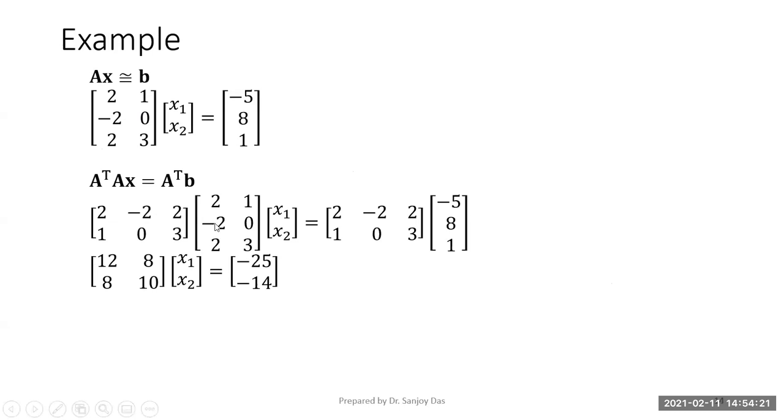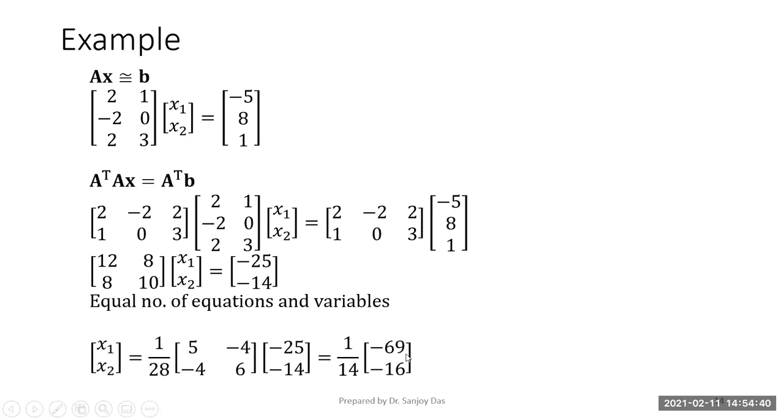And then I multiply this matrix and this together. This is A transpose, then A, I get this 12, 8, 8, 10, and this. And this can be solved readily, right? This side, I also multiply this matrix with this. I get this vector here, and equal number of equations and variables, and we can solve this. This is the solution that we get.